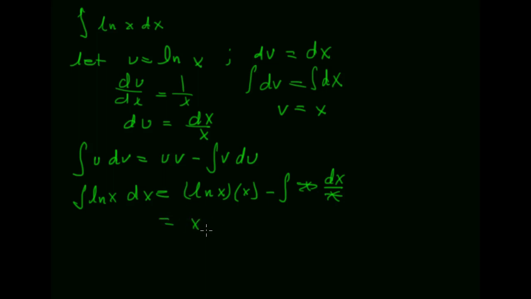So I get x times the natural log of x minus the integral of 1 dx, which is just x, plus c. So the antiderivative of the natural log of x is x times the natural log of x minus x plus c. And we got that by using the by parts formula. Now, when you're doing this with a definite integral, it gets slightly more complicated.